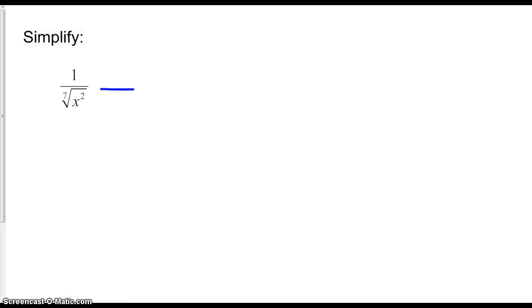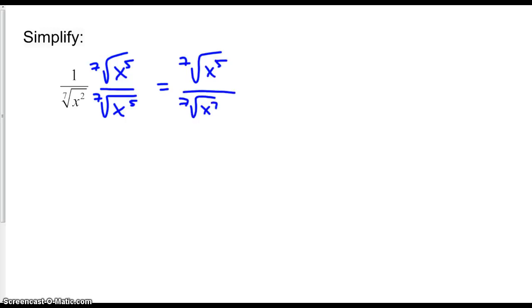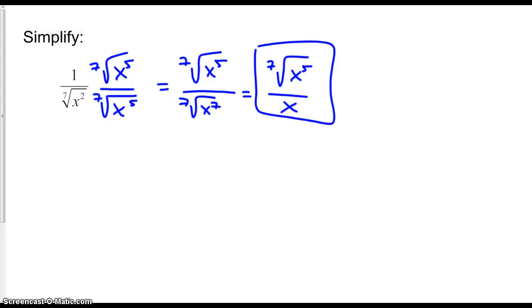Okay, this is tricky, right? I have to multiply by something that will give me x to the 7th. So how many x's do I need? I need 5 more x's in order to do that. So what would I have? I'd have the 7th root of x to the 5th, and then now I have the 7th root of x to the 7th, and those cancel, leaving just an x on the bottom. So it's the 7th root of x to the 5th divided by x. Tricky. This is one of the trickiest cases of all for simplifying.